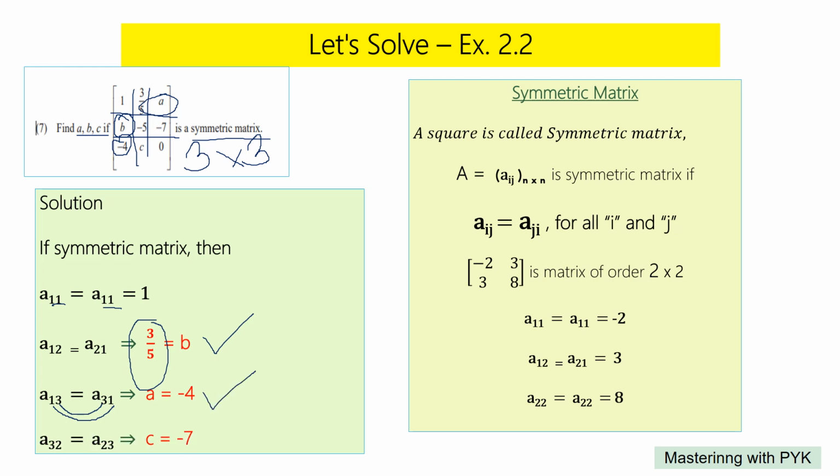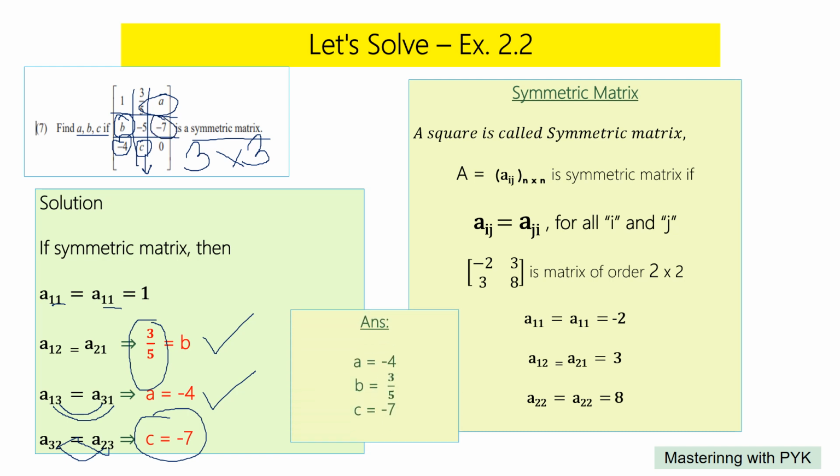Similarly, A32. So wherever are we? A32, we have to find this third one, C. C is the A32 element, which should be equal to, after changing the rows and the column, right? It should be 7. That is A23. So C is -7. When we say 2, 3, this means second row, third column, right? So the answer is A is -4, B is 3 by 5 and C is -7.